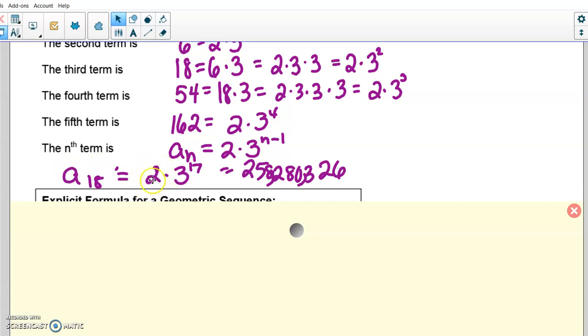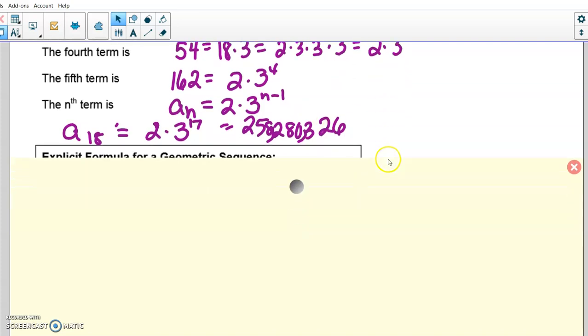I would do my first term, which was 2, times my common ratio, which was 3. And then again, I do 1 less than the term I'm looking for. So 18 would be 18 minus 1, so 17. And when you put that in your calculator, you get that number there, 258,280,326.